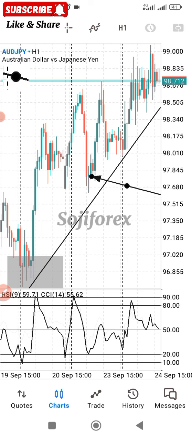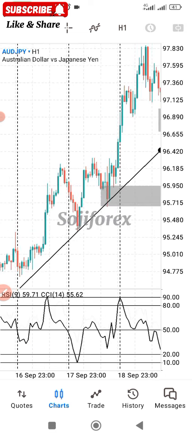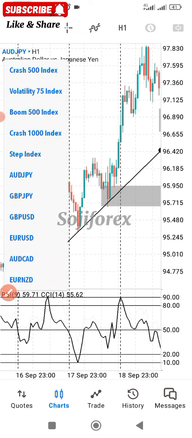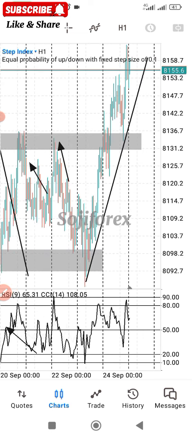You can see that, and then we continue to the upside. So this works beautifully. Here you can see that engulfing candlestick. So you can take advantage of this. Very simple. Here we have our step index.